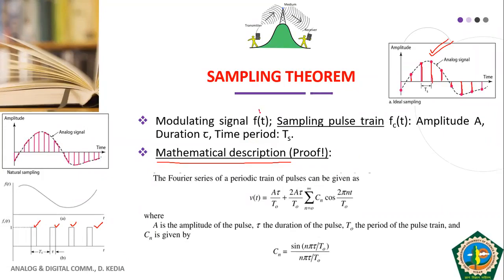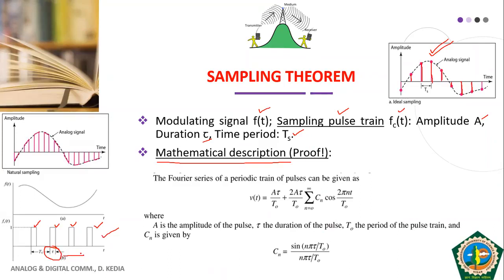So our modulating signal has been represented by f(t). My sampling pulse train is represented by fc(t), having amplitude A, duration tau, and time period Ts. So here the mathematical analysis is being carried out for the case of pulses having duration tau.